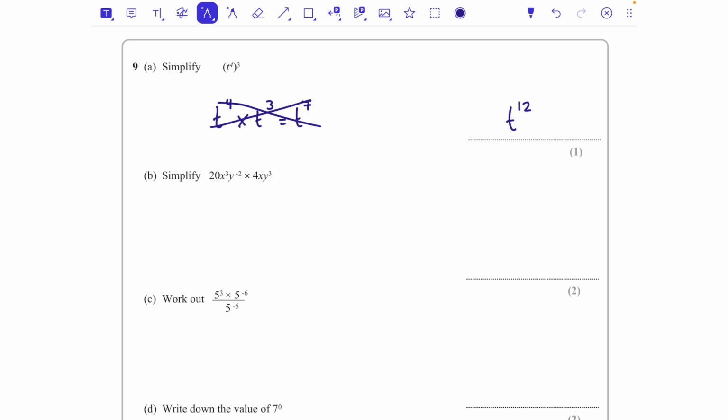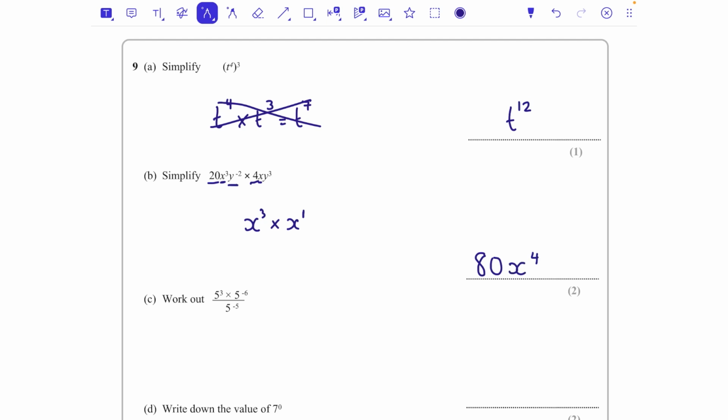Part B, simplify 20x cubed y to the power of minus 2 times 4xy cubed. So first let's look at the numbers. 20 times 4 is 80. And then we've got x cubed times another x. Now an x on its own is the same as x to the power of 1. And when we multiply, we add the powers. So that's going to be x to the power of 4.